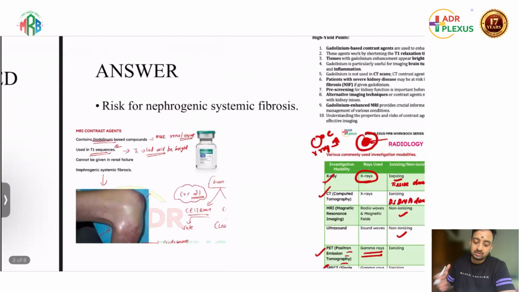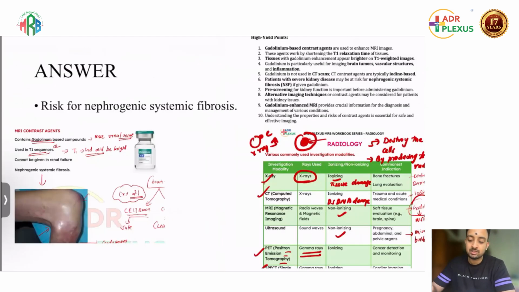And we know this has been repeated many times in our sessions, in our MRB classes as well as in our question bank. This notorious complication, we have described it many times. So the answer was nephrogenic systemic fibrosis.